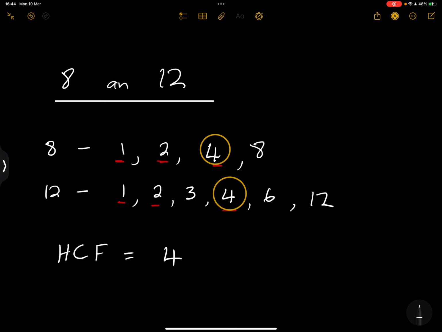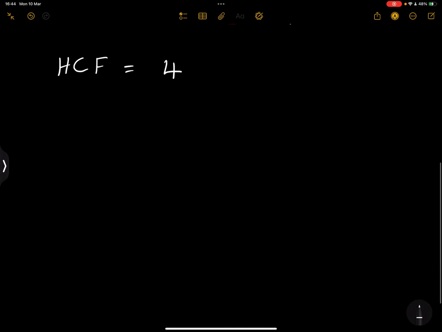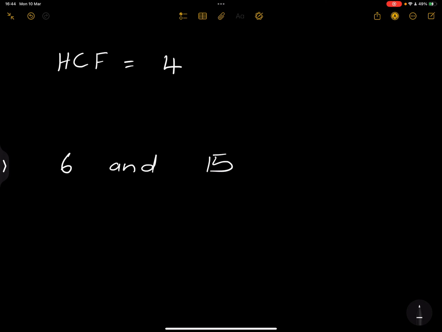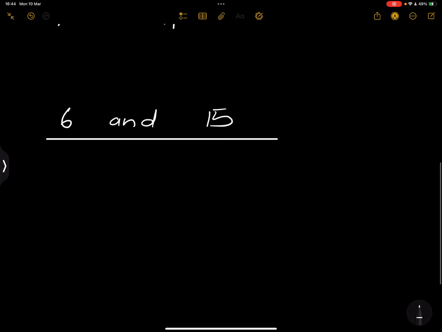All right, now let's try this again. What if we take the two numbers 6 and 15 as an example? What is the highest common factor between 6 and 15? So what are we going to do? We're going to ask, what are the factors of 6? That's going to be 1, 2, 3, and 6.